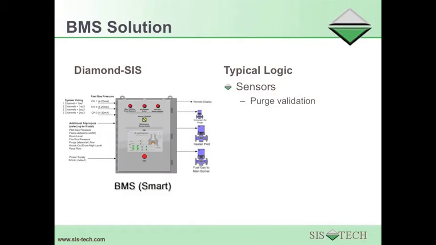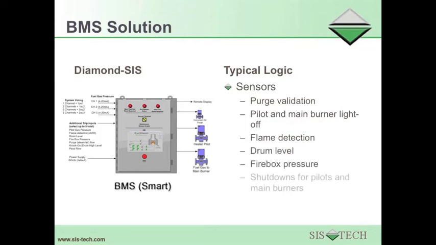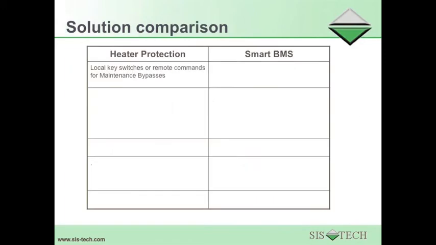Here we have an overview drawing representing a BMS SIS Smart BMS solution for a boiler application. This solution manages the light-off sequence including purge validation, pilot, and main burner light-off. The difference here is the safety function types or counts. We have on boiler application flame detection, drum level, firebox pressure, and other safety functions to shut down the pilots and main burners.